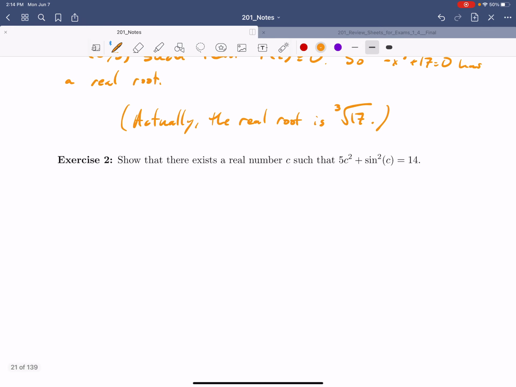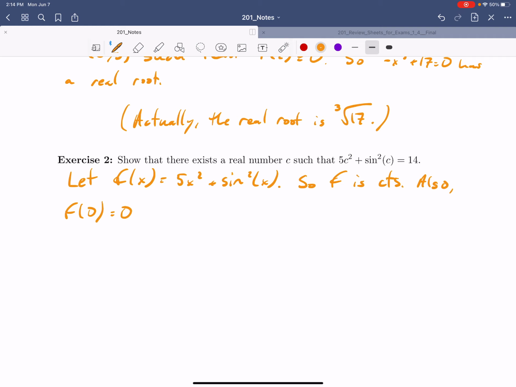All right, let's look at this one. Here we really do need the IVT. As before, let f of x be defined by 5x squared plus sine squared of x. So f is continuous everywhere. Also, we know that f of 0 equals 0, which is less than 14. But we also know that f of 5 is greater than 14.